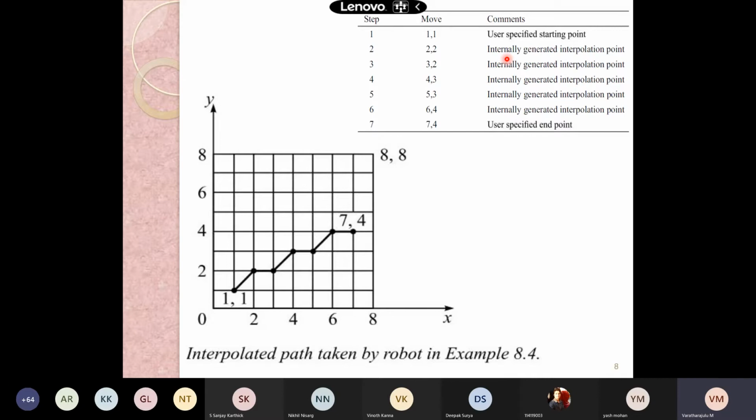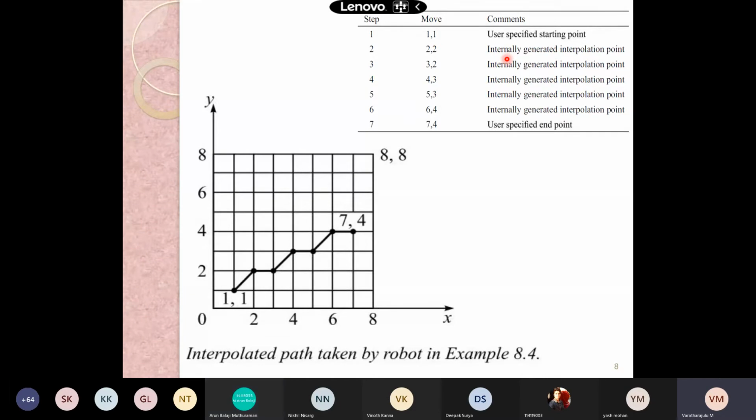Circular interpolation... Sir, everything got cut. I didn't get you. Louder, sir. You told some straight line interpolation, and after that your voice was breaking, sir. Nothing was clear, sir.